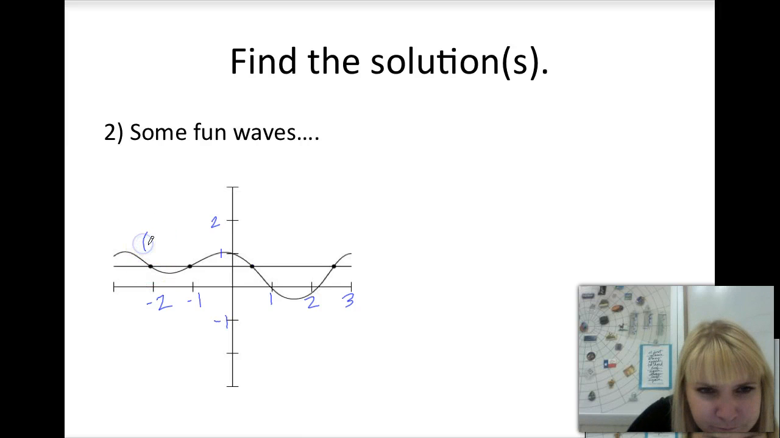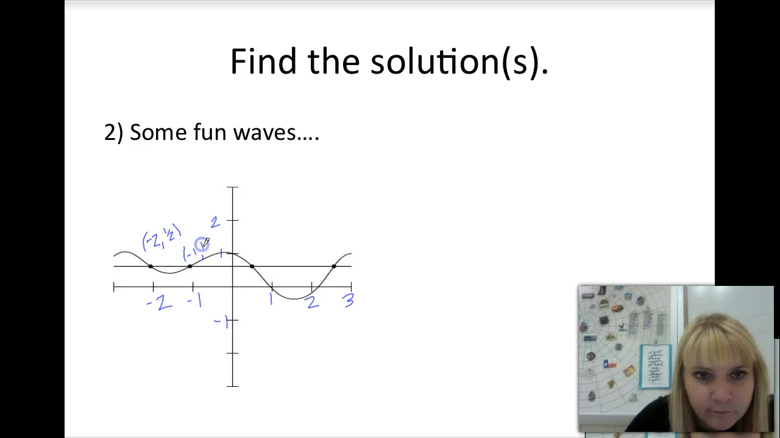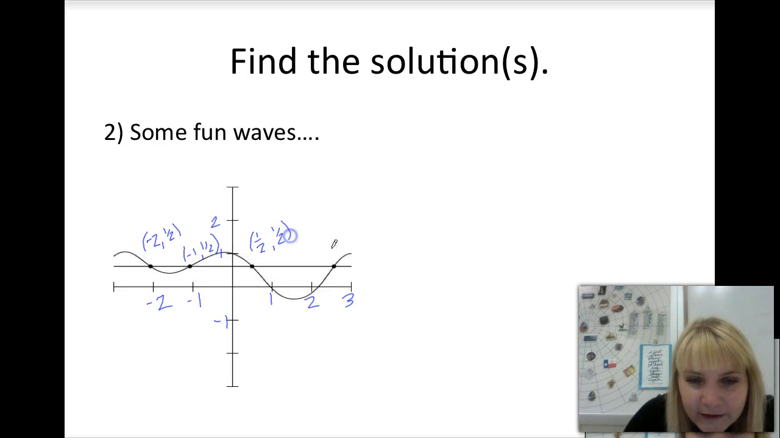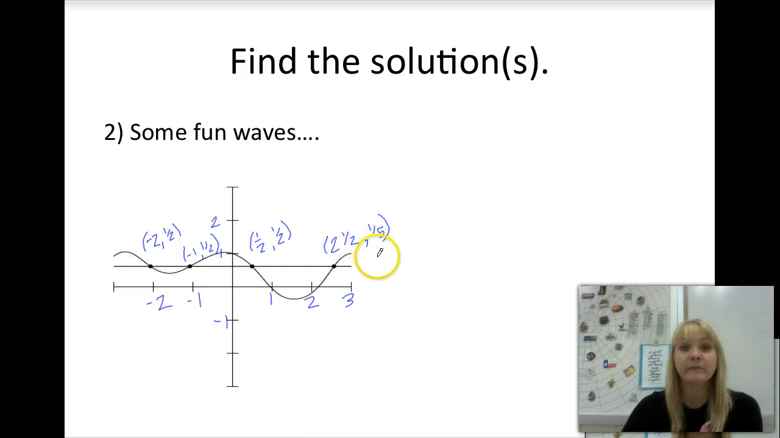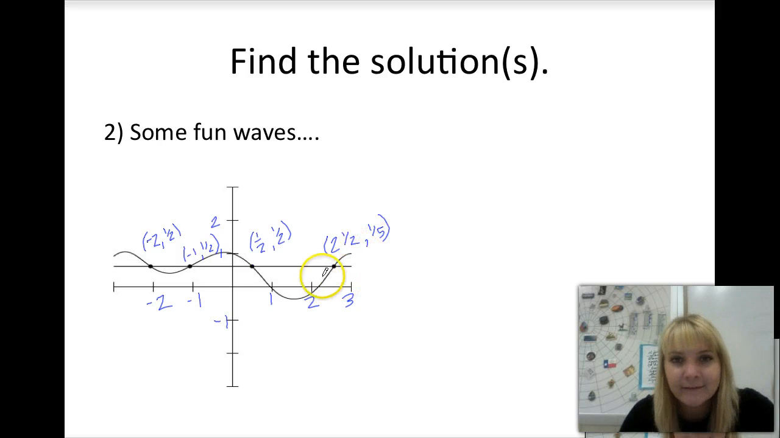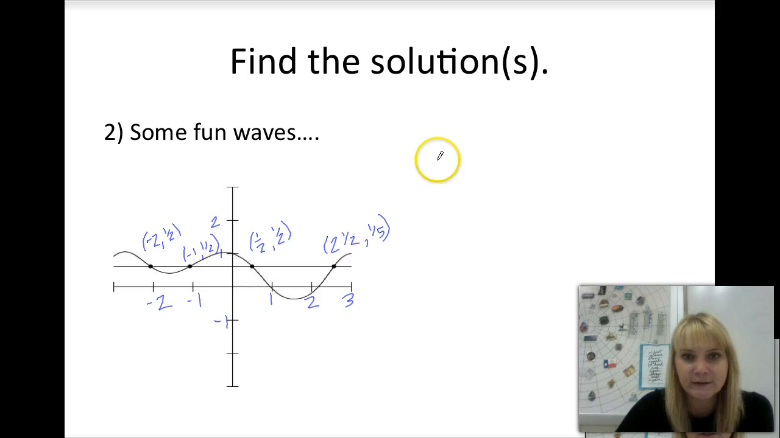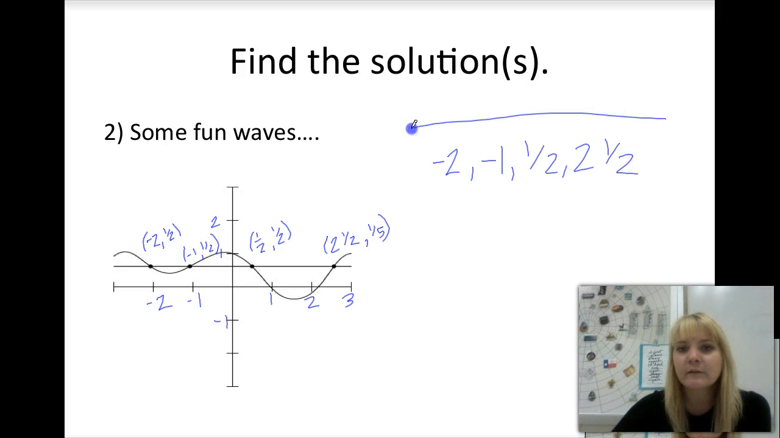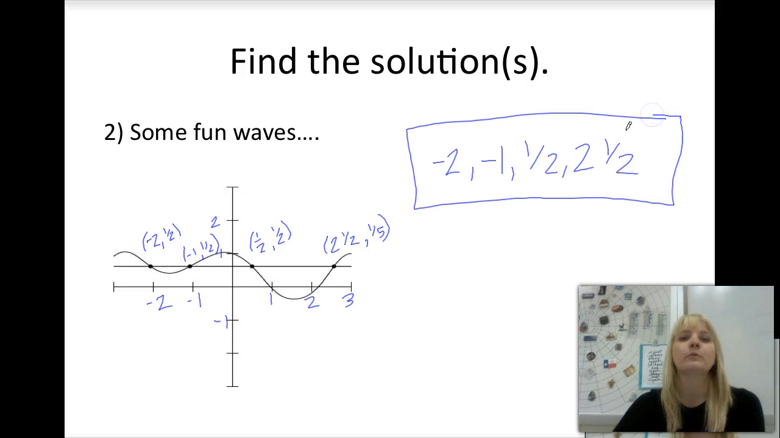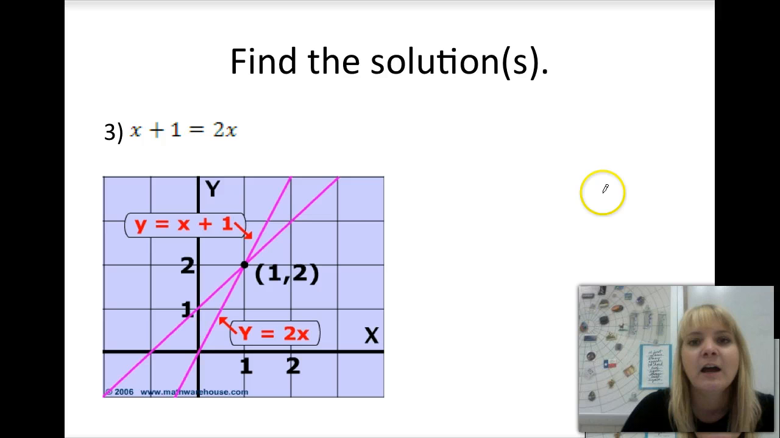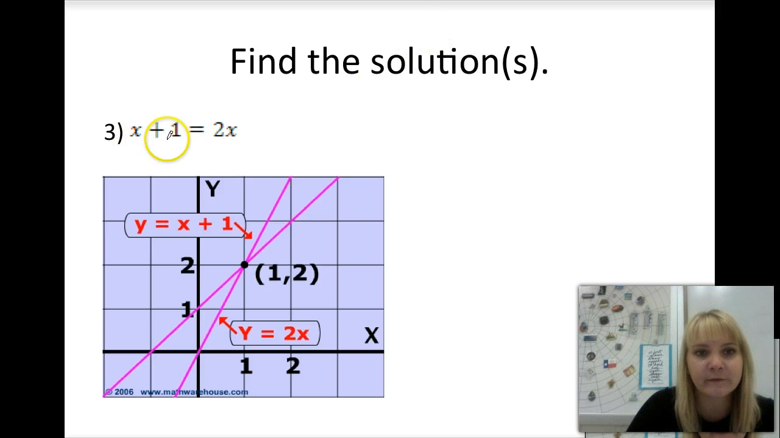This first ordered pair is about negative 2.5. The second ordered pair is about negative 1.5. This ordered pair here is about 0.5, and our last ordered pair appears to be about 2.5. So once again, when we're finding the solutions, we just take a look at the x values of our ordered pairs. So our solutions here are about negative 2.5, negative 1.5, 0.5, and 2.5. When you're expressing your solutions, you want to put them in order from least to greatest, from your smallest number to your largest number.